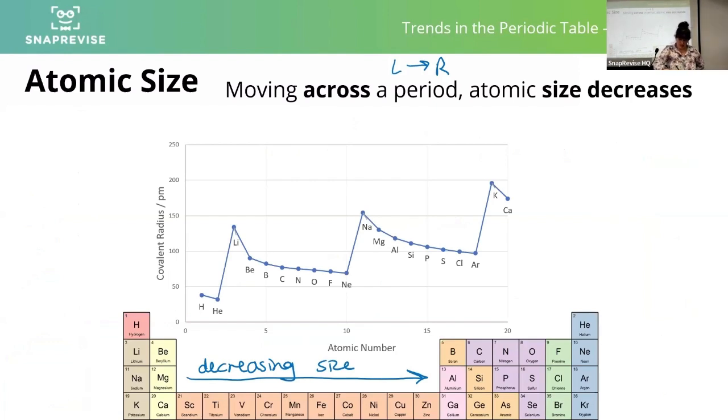And you can see that, for example, as we go from lithium to neon, from sodium to argon, you can see the atomic size decreases. You can even see it from hydrogen to helium. We have a decrease in size as you go across the period. So why is that? We've just looked at when we're adding extra electrons, it gets bigger. So why, when we're adding extra electrons here, is it getting smaller?